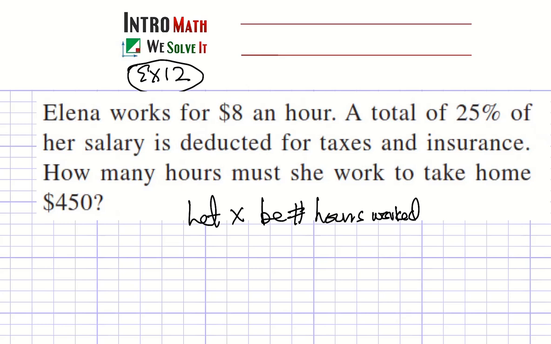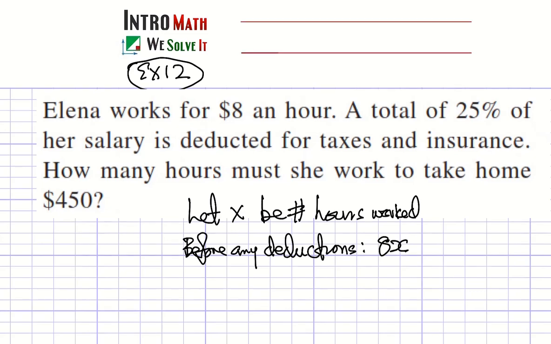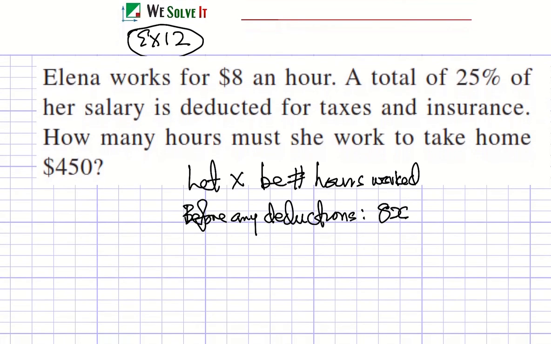So that means before any deduction, she would earn 8 dollars per hour, because she makes $8 an hour. She would take that home, right?